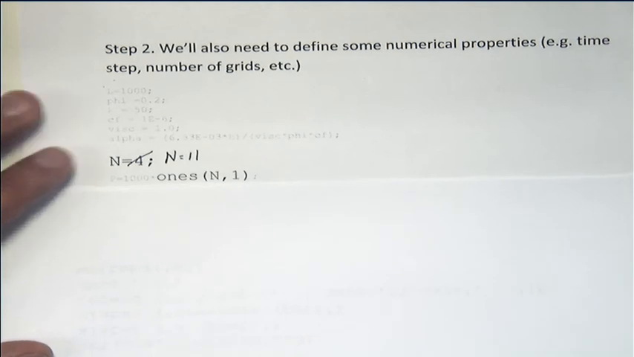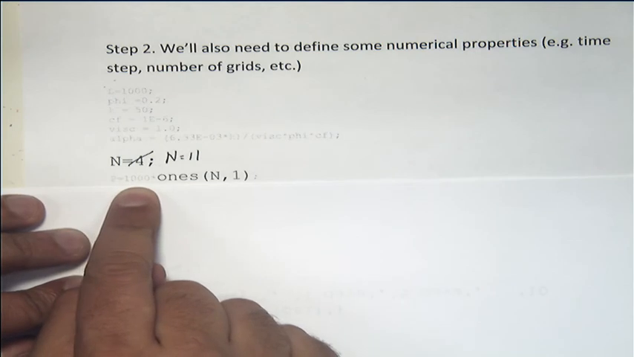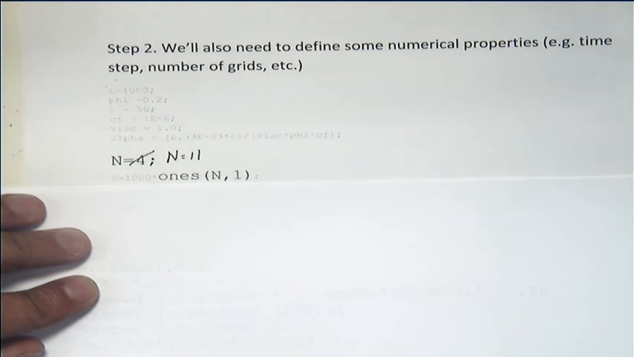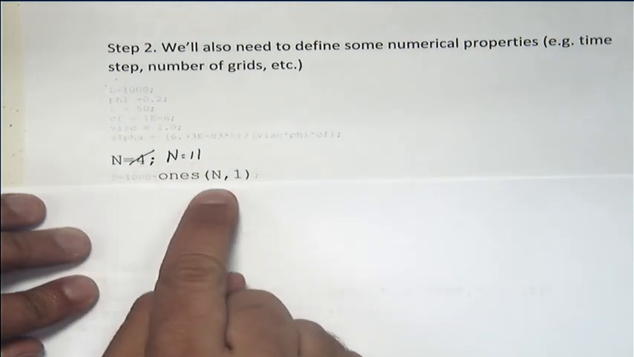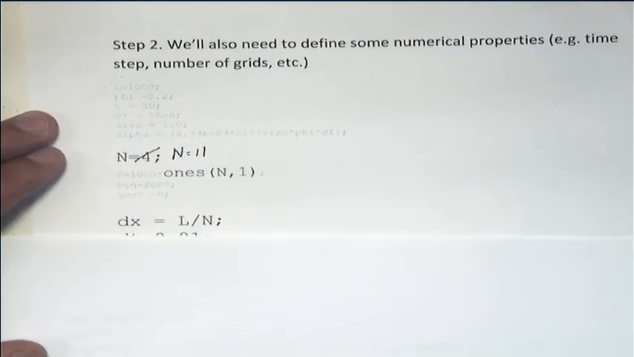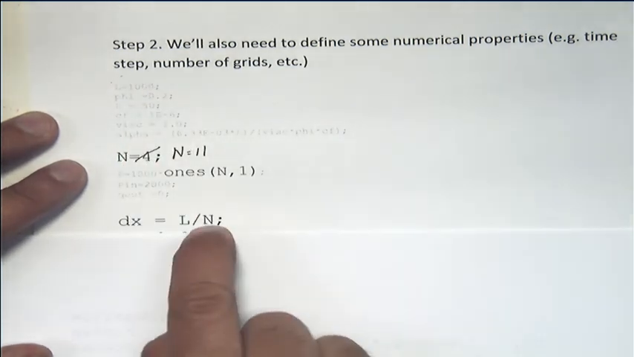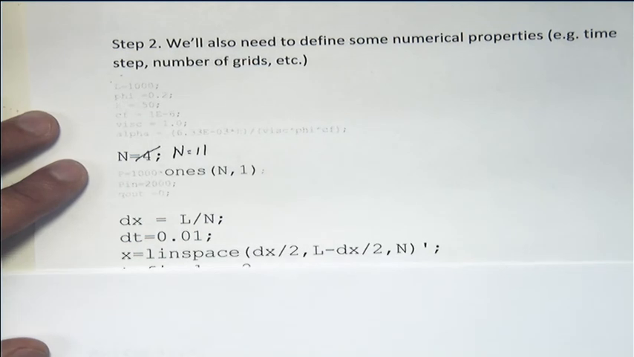I did make one little change here. Before I said the initial pressure was 1,000 psi, but now I want to say that it's 1,000 psi in each of the 4 grid blocks. So I said P is equal to 1,000 times ones of N comma 1. That makes it a column vector that's got N rows, whether N is 4 or 11, and all of them have a value of 1,000. Delta X, the size of the grid block, is the length of the reservoir, which I already defined as 1,000 feet, divided by the number of grid blocks, whether it be 4 or 11 or 1,000. dt is 0.01 days or 0.02 days, whatever I want to make it.